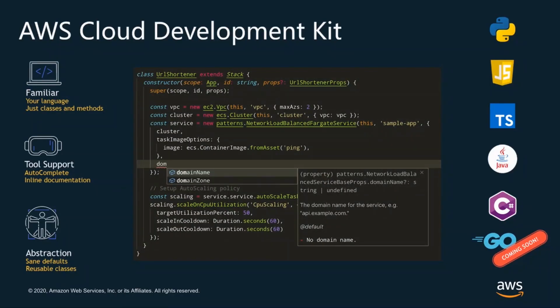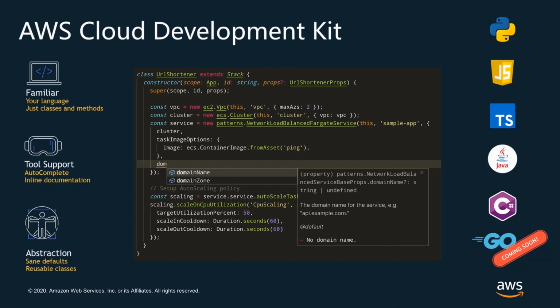So AWS CDK, or AWS Cloud Development Kit, is an open source software development framework to model and provision your cloud application resources using familiar programming languages. You can do this in different programming languages such as Python, JavaScript, TypeScript, Java, or C#. Golang is coming soon to CDK.